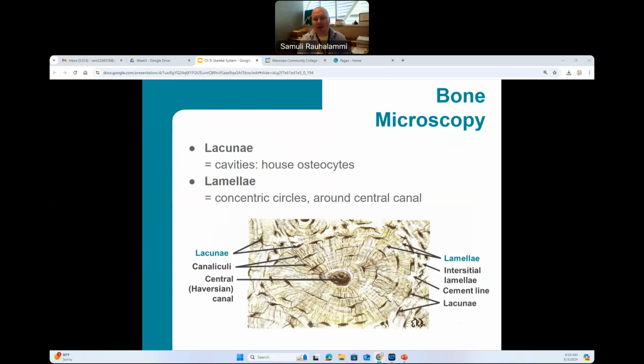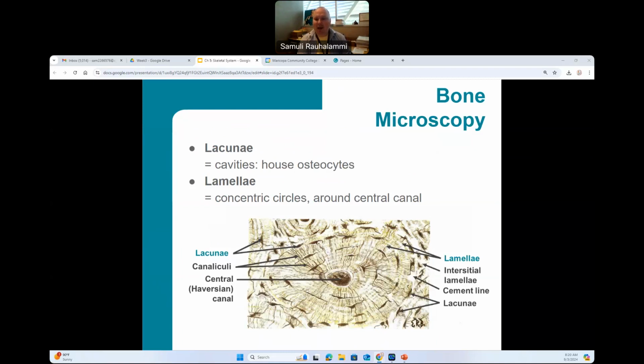Let's continue our discussion of the microscopic anatomy and physiology of the bone. Let's start by looking at the microscope image at the bottom of this slide, where we see a really nice section of the bone tissue.